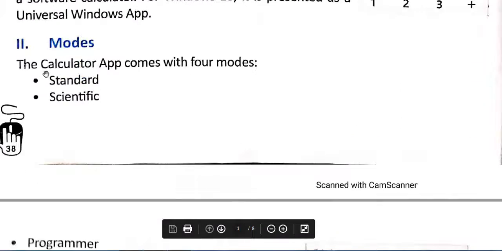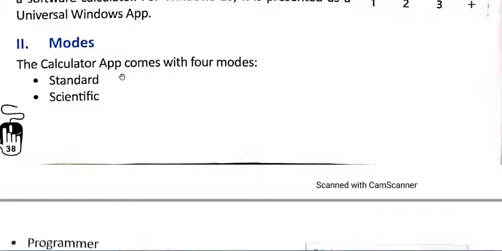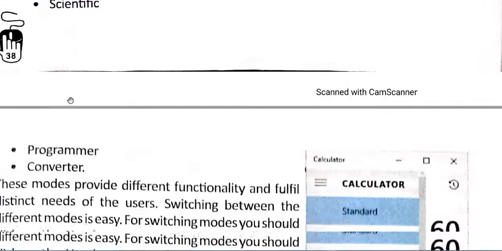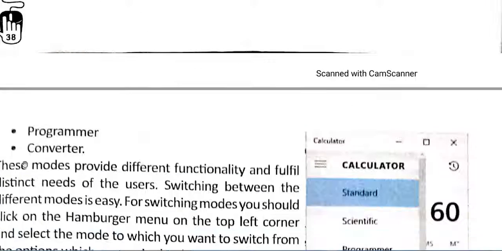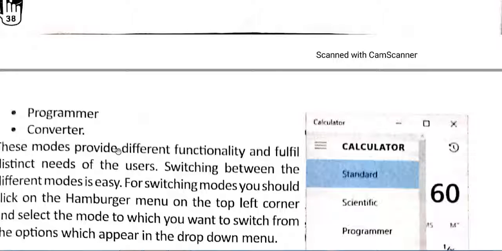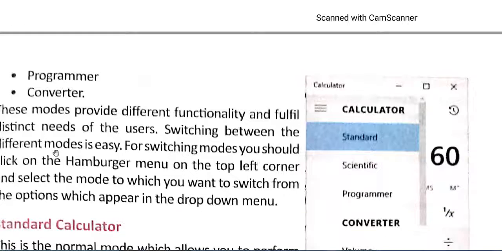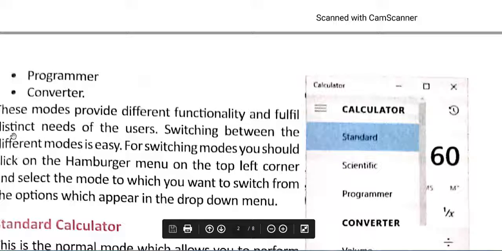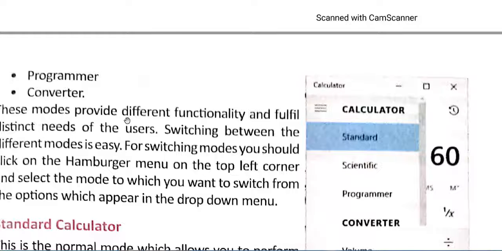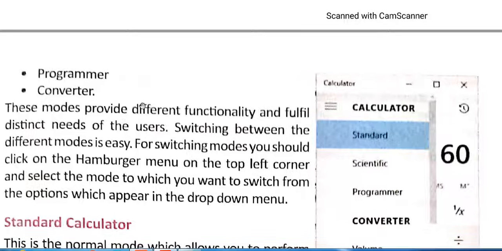modes. The calculator app comes with 4 modes: standard, scientific, programmer and converter. These modes provide different functionality and fulfill distinct needs of the users. Switching between the different modes is very easy. So it says there are 4 modes in calculator, that is standard, scientific, programmer and converter.